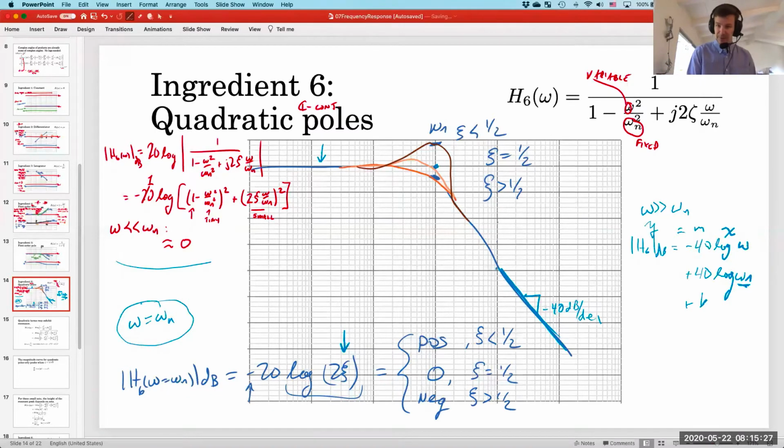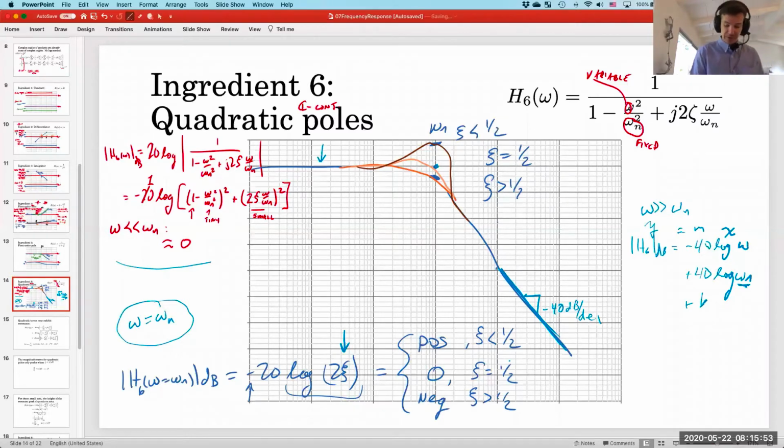And we kind of got a rough idea of what's going on by analyzing when 2 zeta becomes greater than 1, less than 1, or equal to 1. And those three cases were here. That's when this logarithmic term, this dB term, becomes either positive, 0, or negative based on whether zeta is bigger or smaller than 1/2.